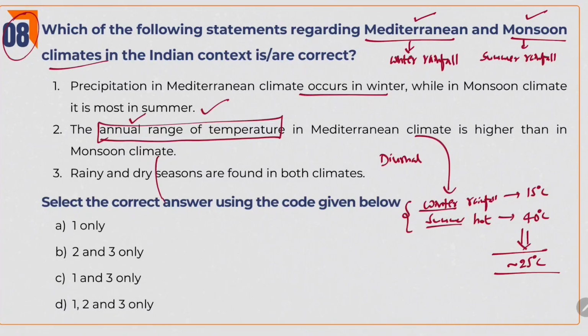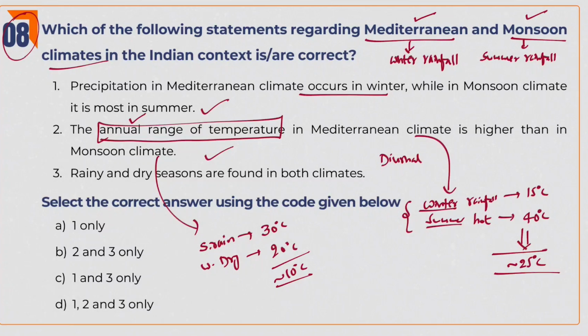When it comes to monsoon, we experience summer rain and winter is dry. So in summer if rain comes, the temperature will be less only, like around 30 degrees. In winter it is dry area, so we experience around 20 degrees. So the difference is approximately 10 degrees. That's what they are telling in second option. The annual range in Mediterranean is higher than monsoon. So it is right.